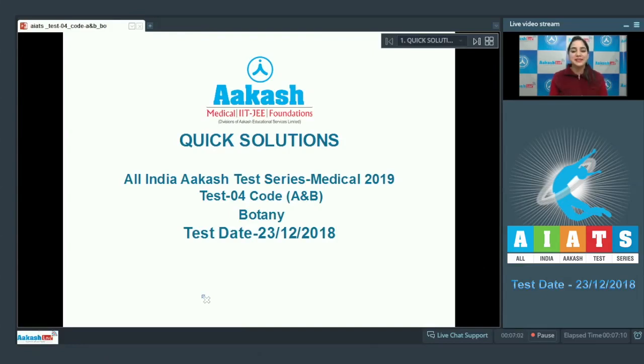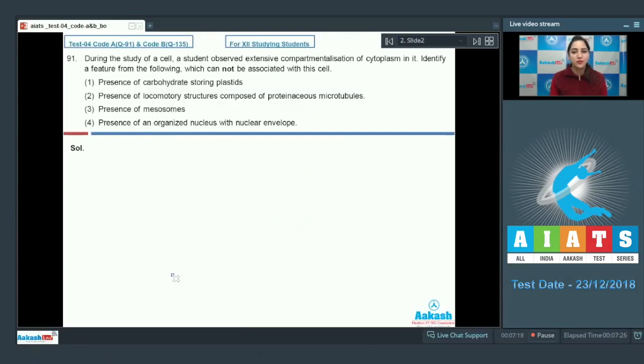Today we will be discussing a test paper which was held on the date 23rd December 2018. Test is O4 and the code is A and B. Here I will be solving the botany section for you. So let's begin with the first question, which is question number 91.